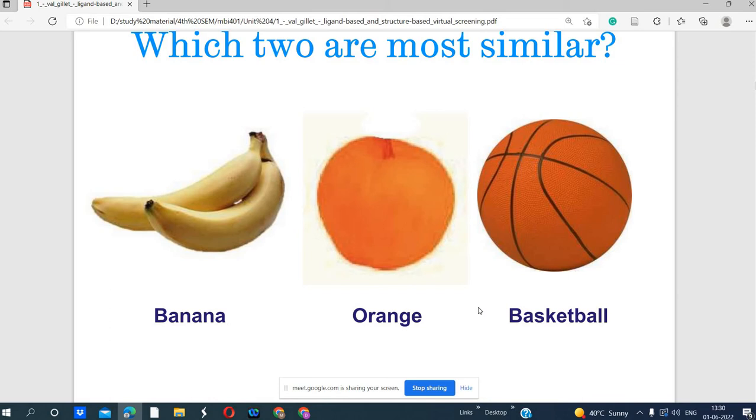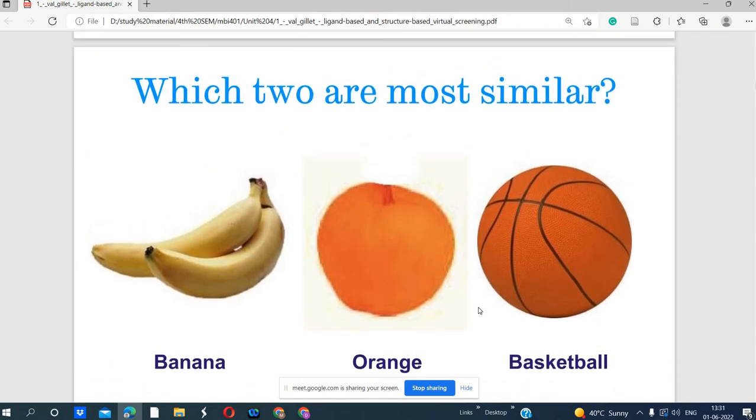Okay, these are showing the spherical structure, meaning circle shaped. So we will categorize them into this one. Okay, similar structure. If we compare size, the banana has a bigger size than the orange, but the orange's shape is clearly similar to the basketball.